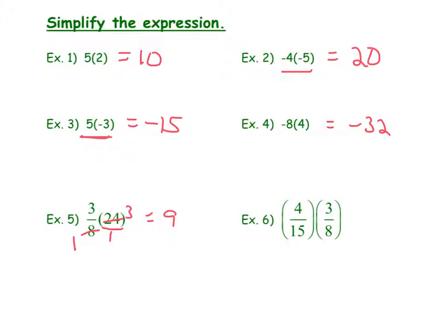Over on number 6, please try cross reducing. It's very important that you do that. Divide by 4, you get 1. Divide by 4, you get 2. Divide by 3, you get 1. Divide by 3, you get 5. So your answer would be 1/10. All right, let's move on.